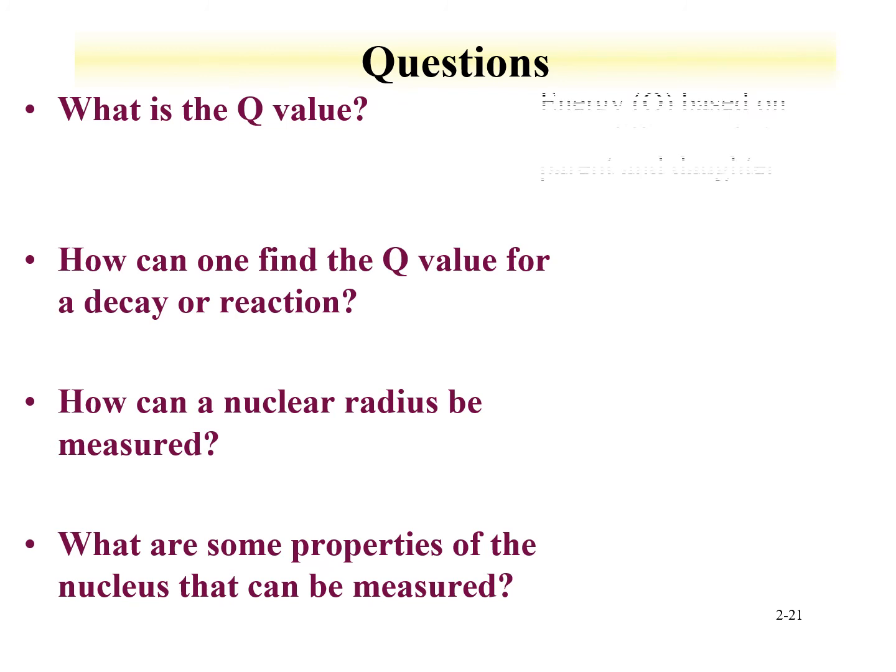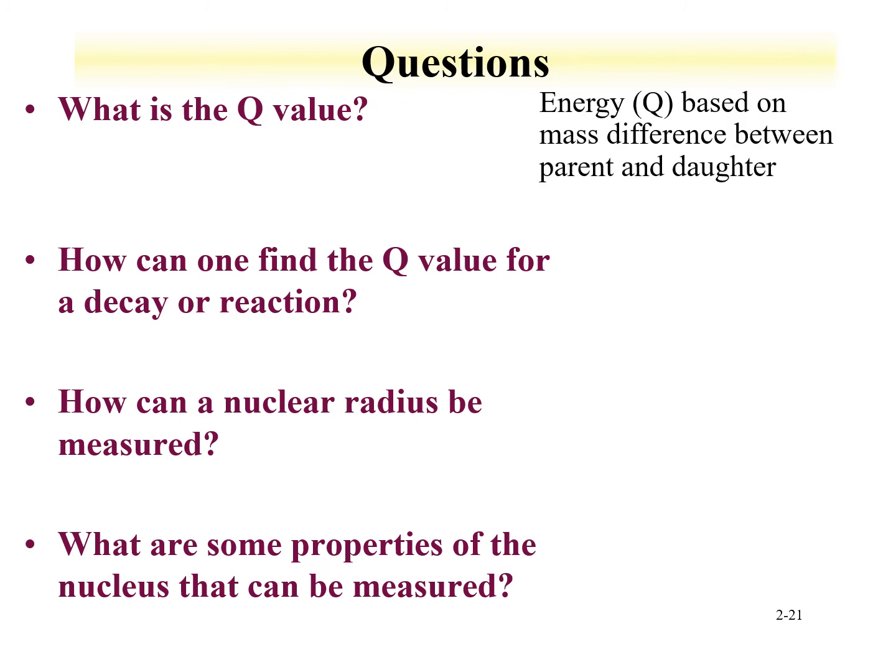What is the Q value? Well, for nuclear reactions, the Q is just the energy of the reaction. So it's basically the mass difference between the parent and the daughter. And that mass difference, if you measure it in atomic mass units, you can convert to MeV by multiplying the atomic mass unit by 931.5 MeV per AMU. But this really comes from E equals mc squared.